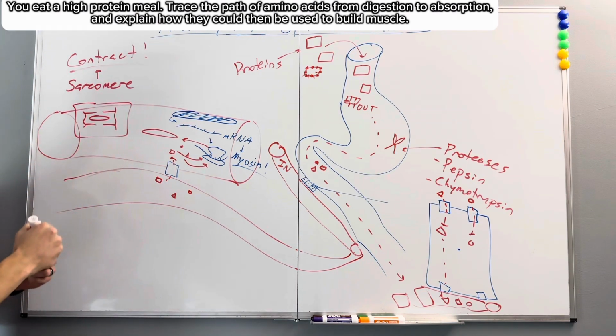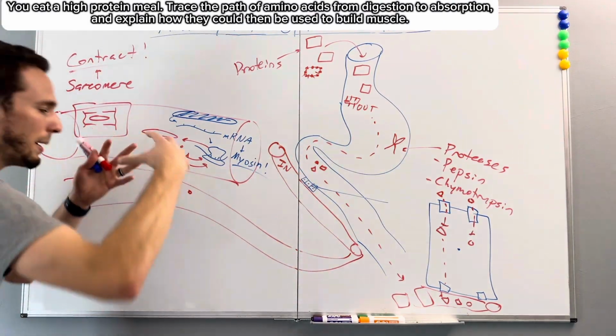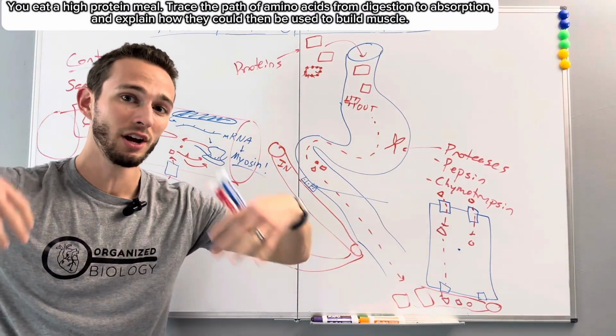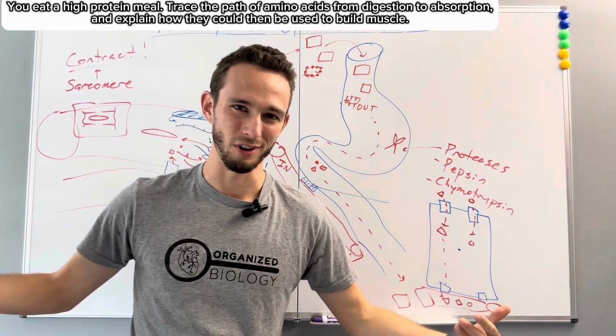So that is how we go from food, absorb it into blood, travel everywhere, get to the muscle cell, build those amino acids together into a polypeptide, something like myosin, and then we have our structure and function of our cells.